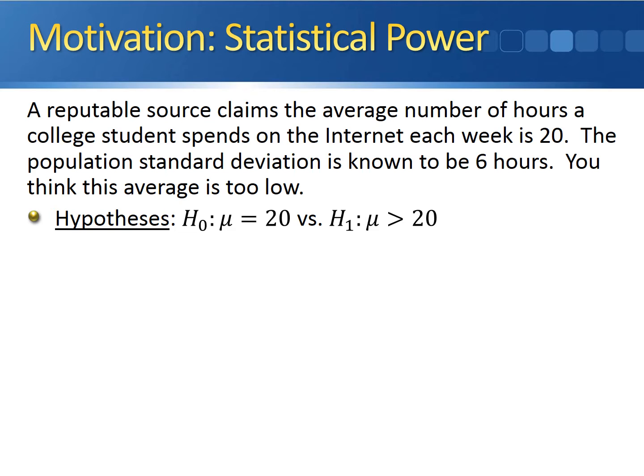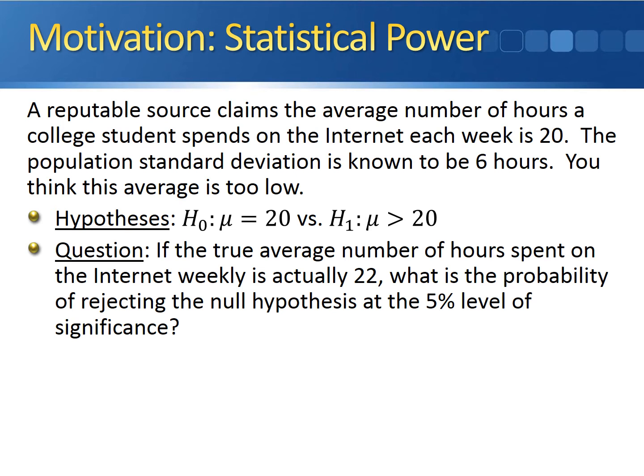However, rather than doing the hypothesis test, we want to answer a different question. If the true average number of hours that college students spend on the internet weekly is actually equal to 22, what is the probability of rejecting the null hypothesis at a 5% level of significance?